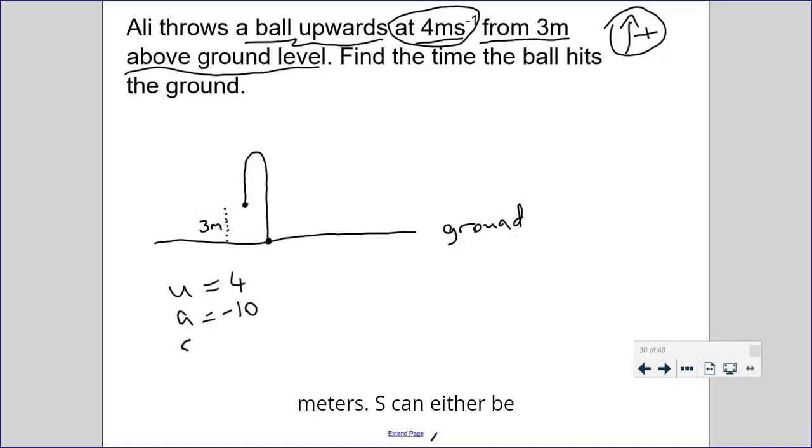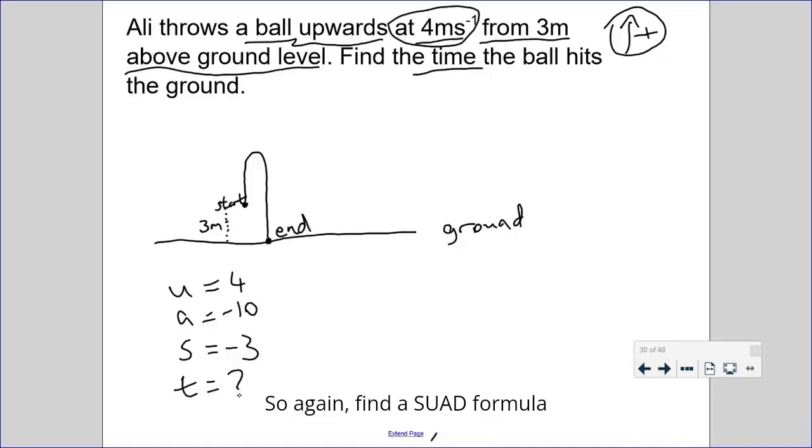Okay. Now S can either be +3 or -3. Now this is your start. Okay, this is your end. Because your ending is below your start, right? That means your displacement is downwards. Okay. And because our positive direction is up and because our displacement is down, that becomes -3. And find the time the ball hits the ground, which is your t. Okay. So again, find a SUVAT formula which links all four of these.